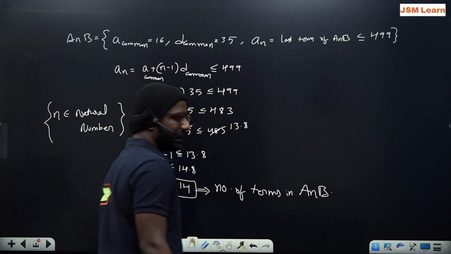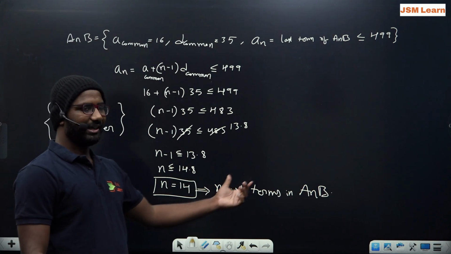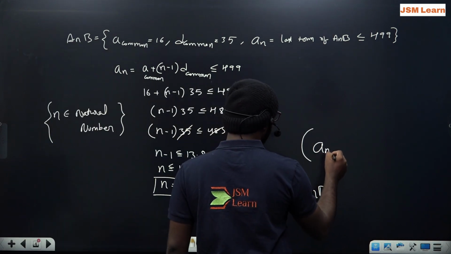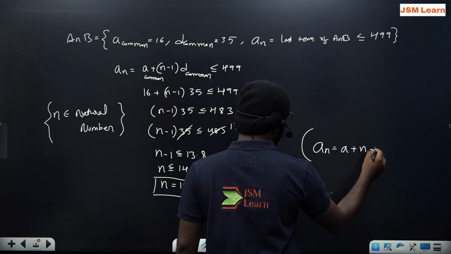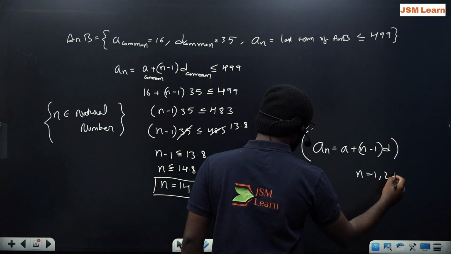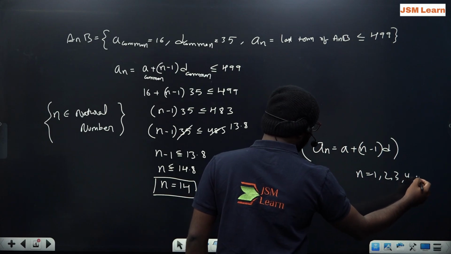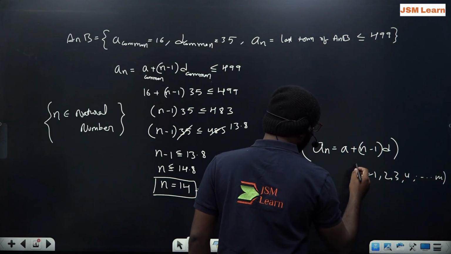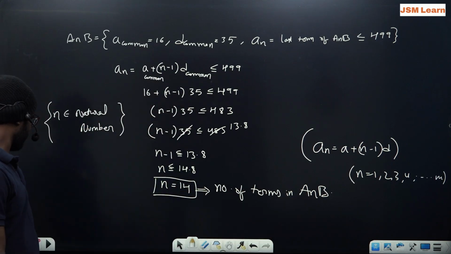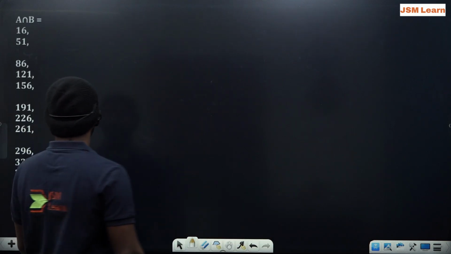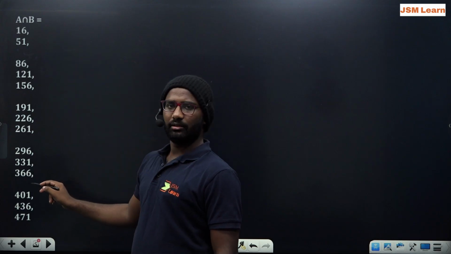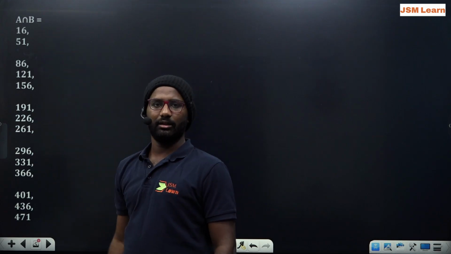So we are going to write each term in A intersection B using the formula an is equal to a plus n minus 1 into d. By substituting n equals 1, 2, 3, 4, and so on up to 14, we can write each term in A intersection B. So these are the 14 terms that are there in the A intersection B set.